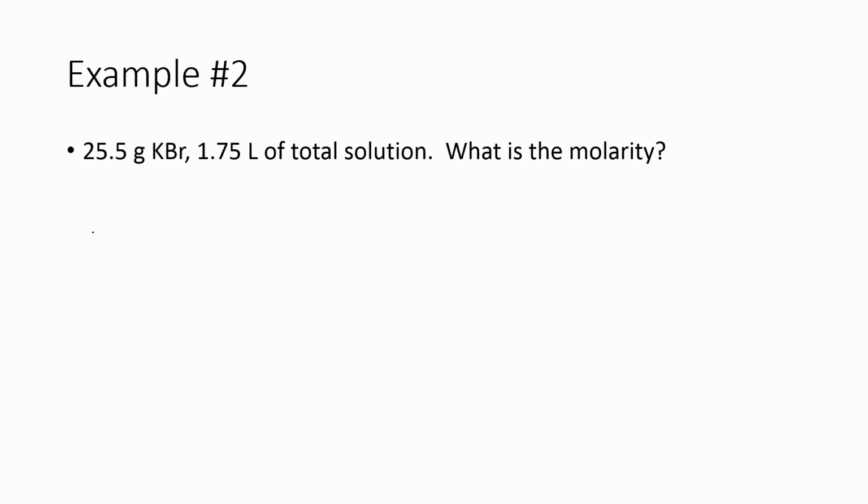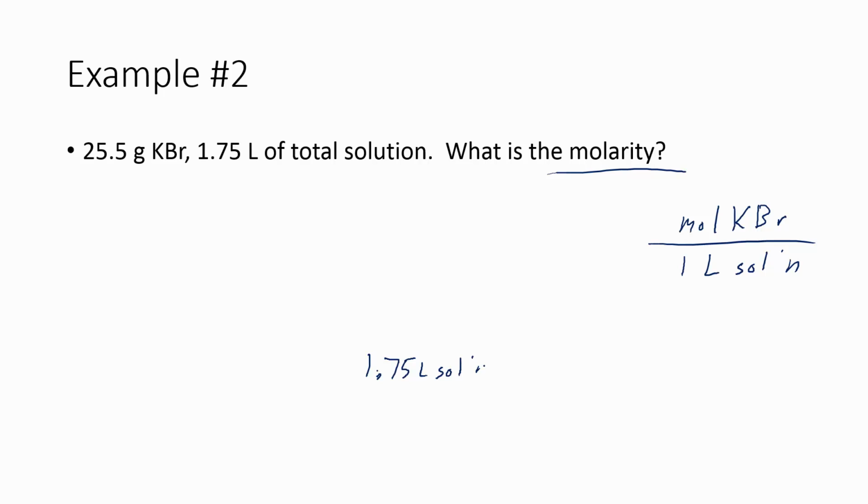Let's take another example. What if I weigh out 25.5 grams of potassium bromide and I stick it in enough water to get to 1.75 liters of total solution? What's my molarity? So if I say molarity, I know I want moles of KBr for every liter of solution. So I just have to find both of those things. Well, I have 1.75 liters of solution already. So that'll go on the bottom of my ratio.